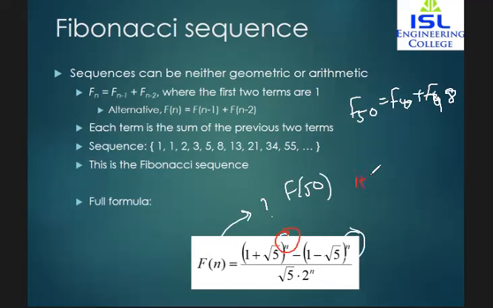It is actually written as ((1 plus root 5) whole power n minus (1 minus root 5) whole power n) by (5 into root 5 into 2 power n). In all these cases, substitute 50 and you will get it easily, rather than finding till F49 and F48. You may have already studied the program.